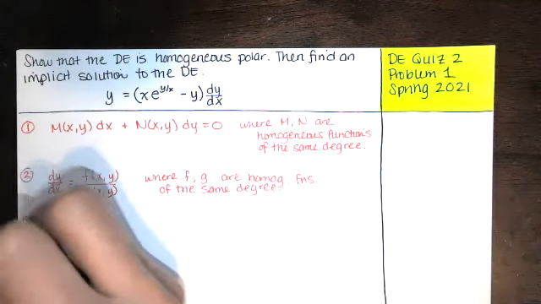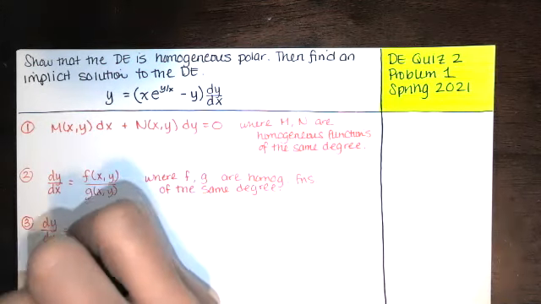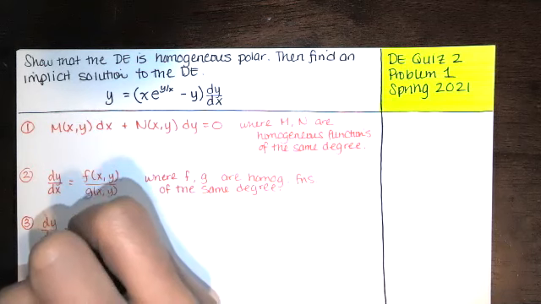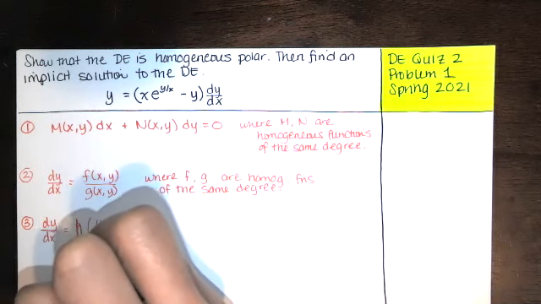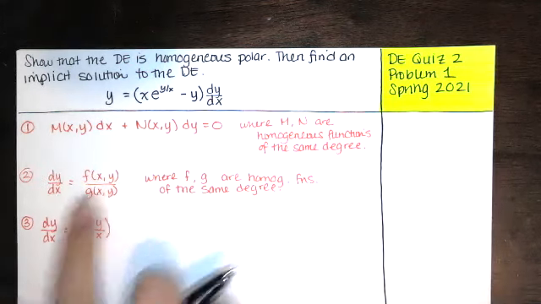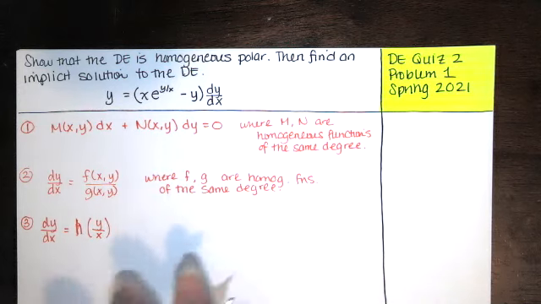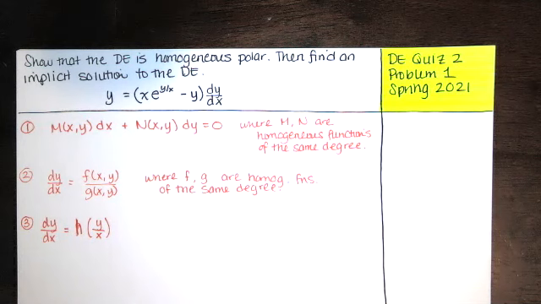And then the third way that we can show a differential equation is homogeneous polar is that we can write the derivative as a function, and I'll call that function h, of y over x, and actually x over y would be fine as well. If you can write this right-hand side of this differential equation as an expression that only involves y over x, you don't have any y's by themselves or x's by themselves, you've got y over x being operated on. If you can do that, then it's homogeneous polar.